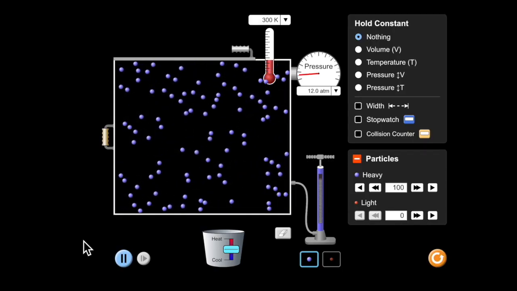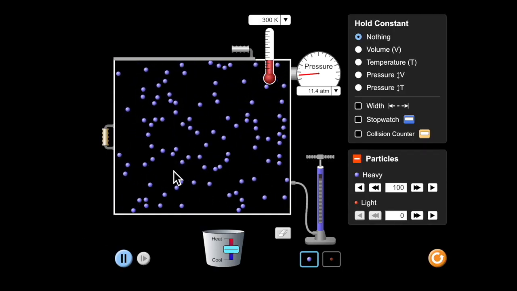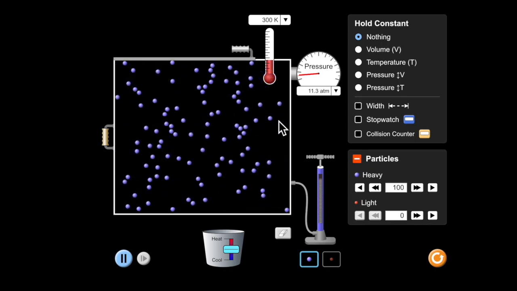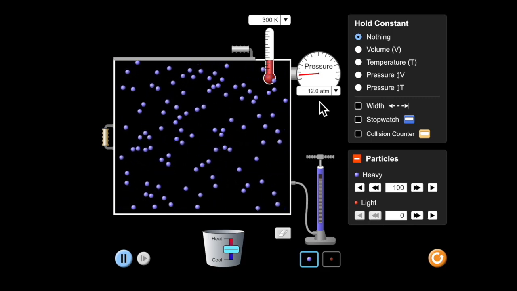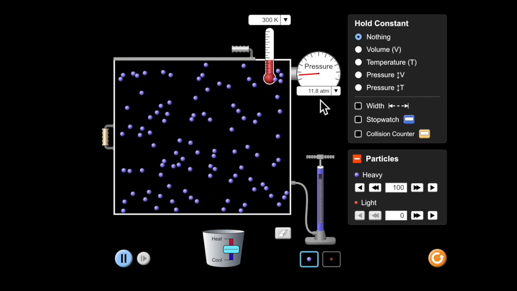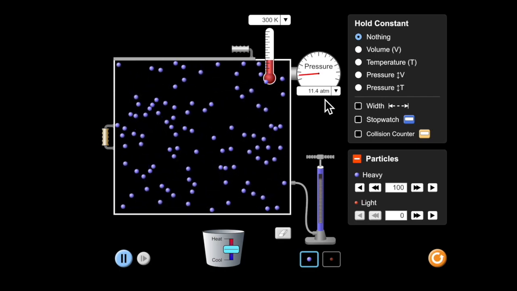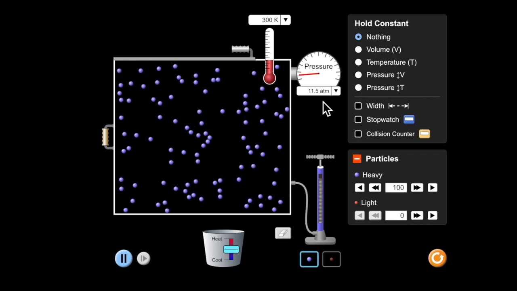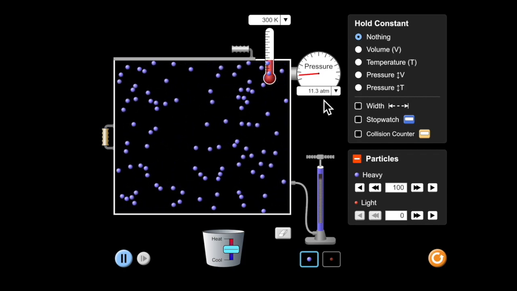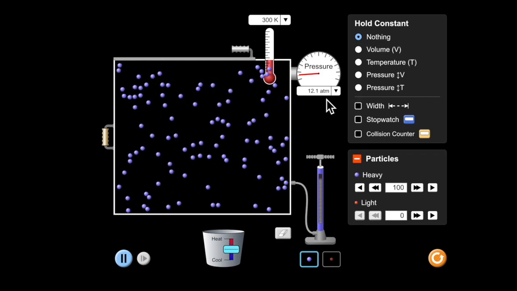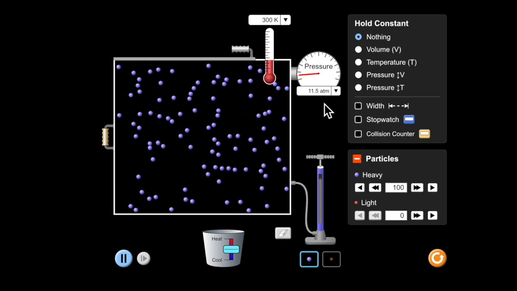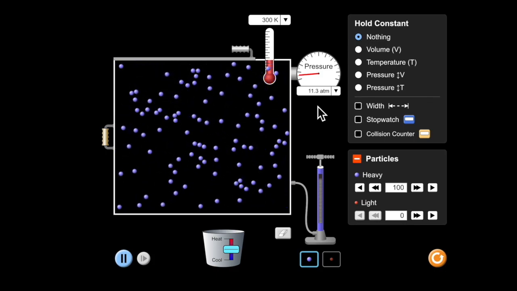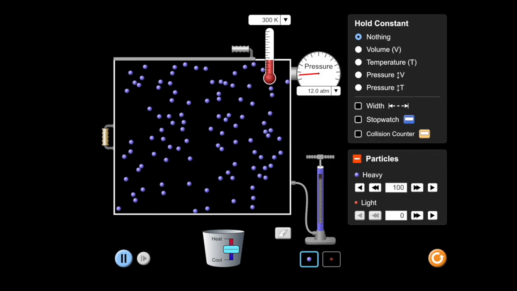Looking at the PhET simulation from lesson number 7, we can see a pressure gauge right here that's giving us a value for the pressure inside this simulated box of gas. This value is measured in a unit called atmospheres, abbreviated ATM. When we're working with the ideal gas law, we want to use pressures that have the unit of ATM. And just as a point of reference, 1 ATM is equivalent to the air pressure at sea level, which is pretty close to where most of you live.